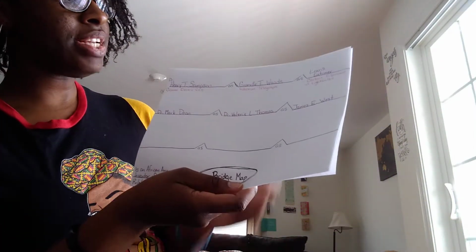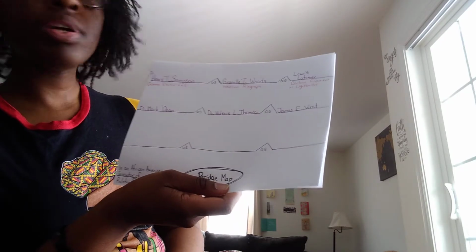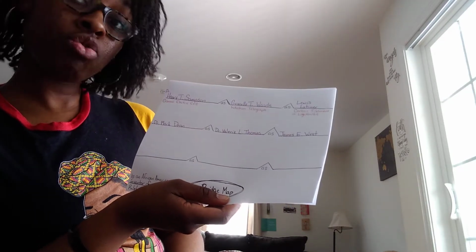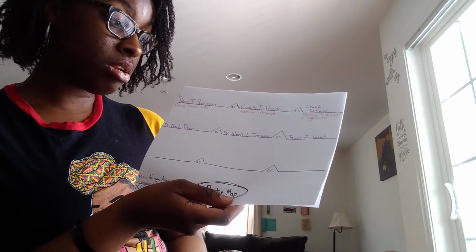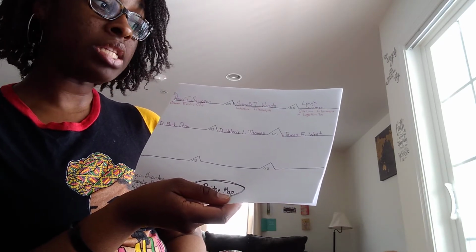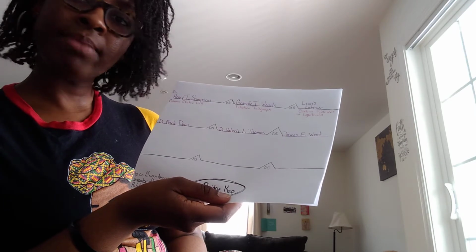All right, so we learned about Henry T. Sampson, Granville T. Woods, and Louis Latimer. For chapter 2, we're learning about 3 interesting people. Dr. Mark Dean, Dr. Valerie L. Thomas, and James E. West. Wonder what their contribution to our day-to-day lives are.